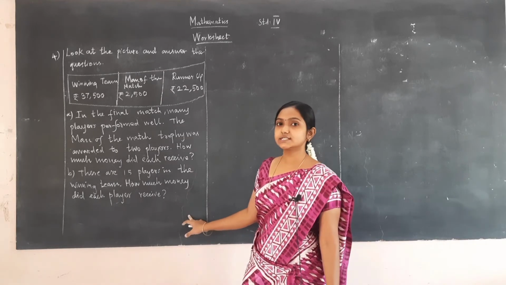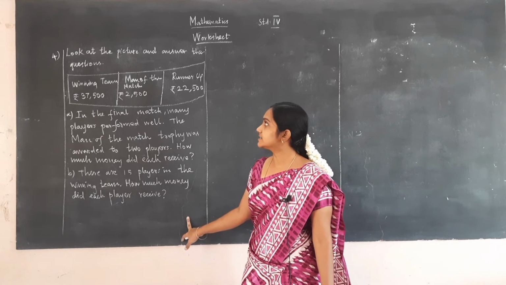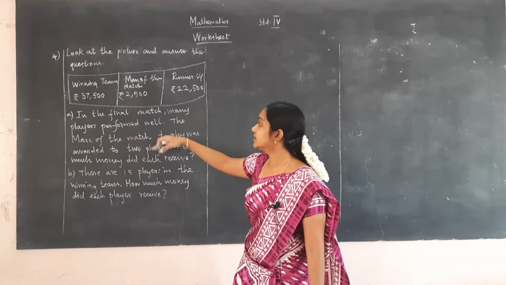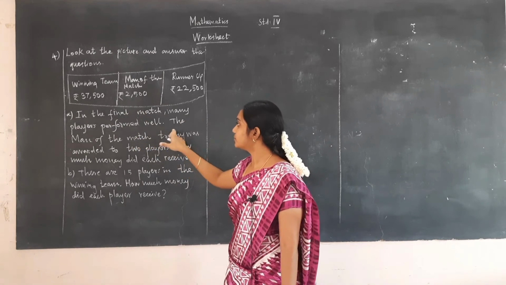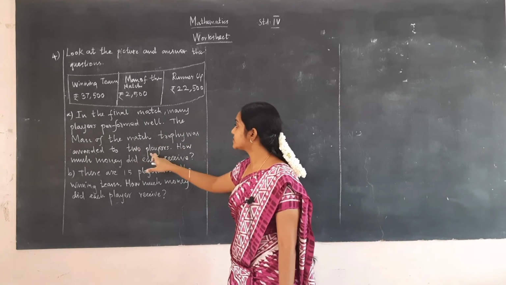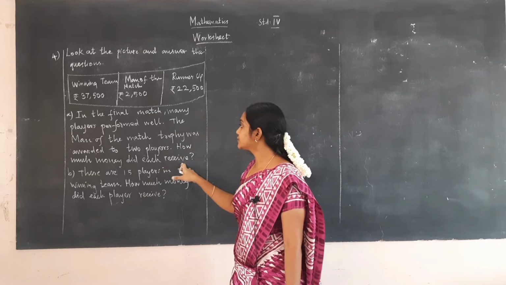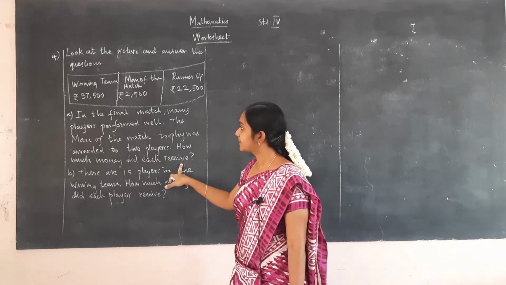The fourth question is, look at the picture and answer the questions. I have drawn the picture here. In the final match, many players performed well. The man of the match trophy was awarded to 2 players. How much money did each receive?